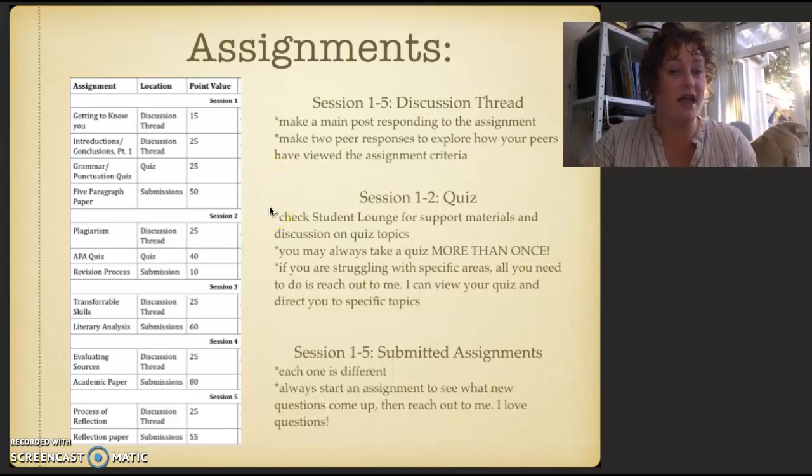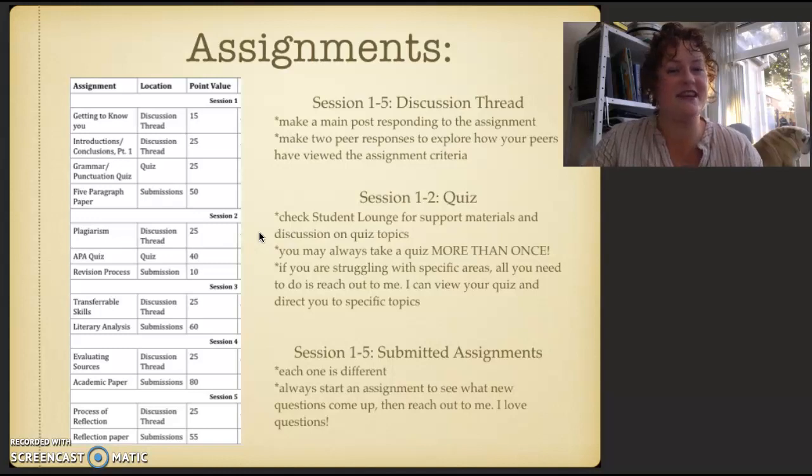The two quizzes that we have, a couple of quick ideas about them. One, I like to post in the student lounge. I share different resources and supports so that you know where to look for material to learn about those quiz topics. It's also a great place to pose questions about the quiz so that you can find out that your peers also have those questions, and then we can all discuss them and share them.